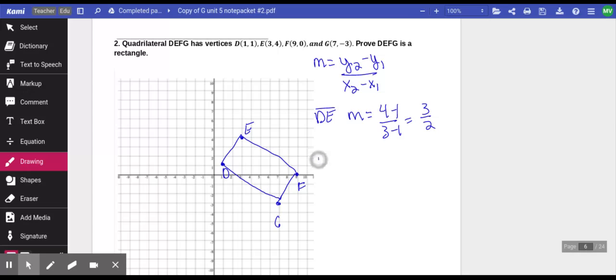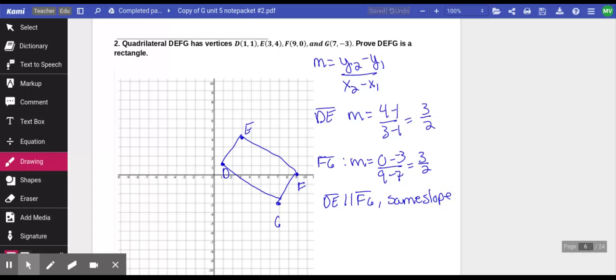Then I'm going to find my slope of FG. So FG, that's 0 minus negative 3 over 9 minus 7, which is 3 over 2, which means DE is parallel to FG. Same slope. Now I'm going to find my slope of DG. So 1 minus negative 3 over 1 minus 7. That's 4 over negative 6, which reduces to negative 2/3.